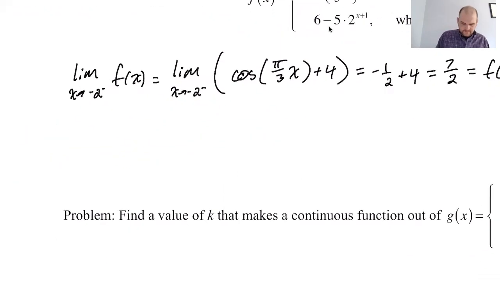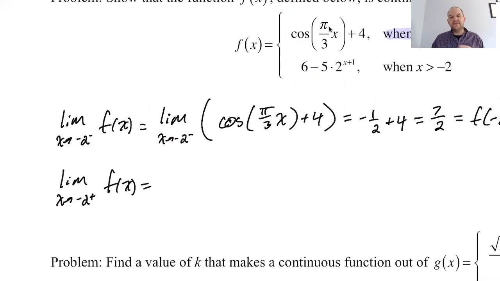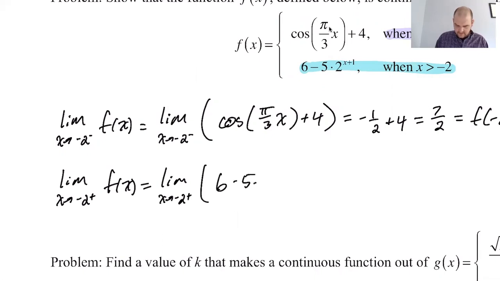So we do the limit as x approaches -2 from the right of f of x. You always want to start off with the notation so the reader knows what we're doing. And then you look at your definition, you say when x is to the right of -2, this is our definition, so we're going to use that. So it's the limit as x approaches -2 from the right of 6 minus 5 times 2 to the x plus 1. Exponential functions are continuous, so we can evaluate the limit by direct substitution.